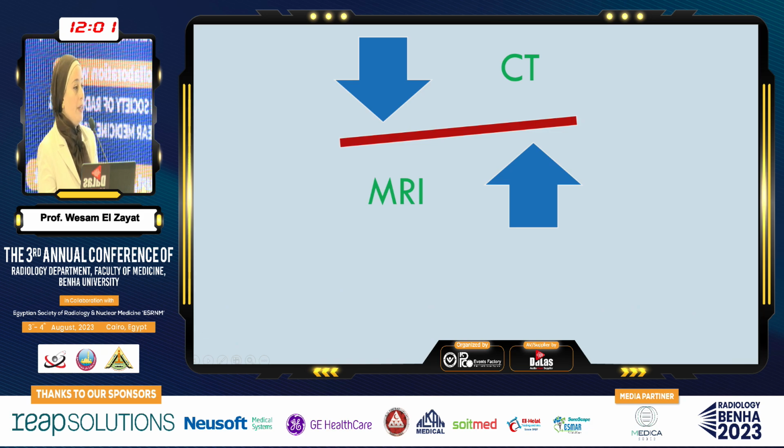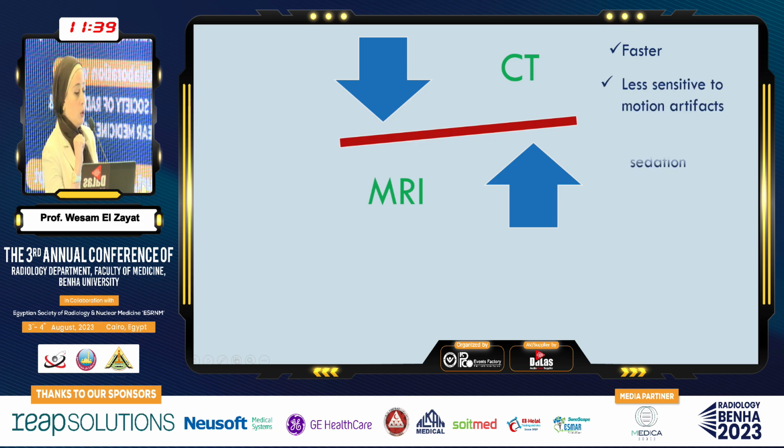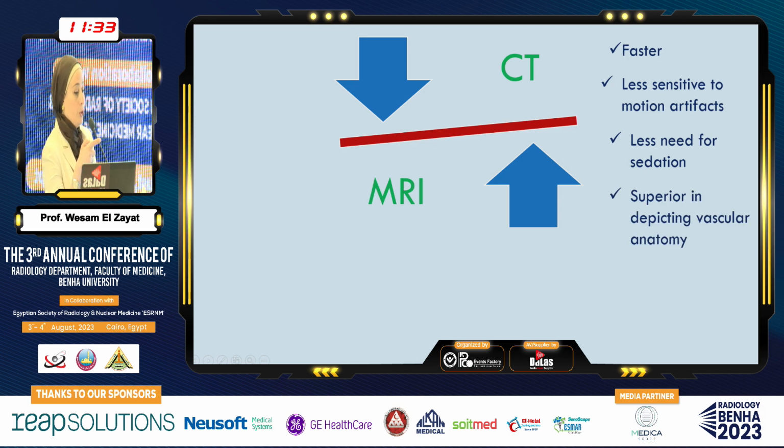So one of the dilemmas is whether to use triphasic CT or dynamic MRI. Of course, the greatest taboo, as Dr. Muhammad said, is the ionizing radiation, and we should avoid it all the time when it comes to pediatric radiology. But this does not mean that we should discard CT altogether. CT has several advantages. It is faster, less sensitive to motion artifact, there is less need for sedation, and it is better if I am to perform CT angiography or portography.